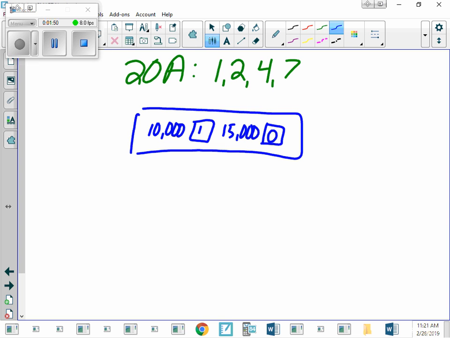Okay, so we need the average of the box. The average of the box is going to be 10,000 over 25,000, which should be 10 over 25, which is 2/5, so 0.4. Does everybody understand that? Okay.